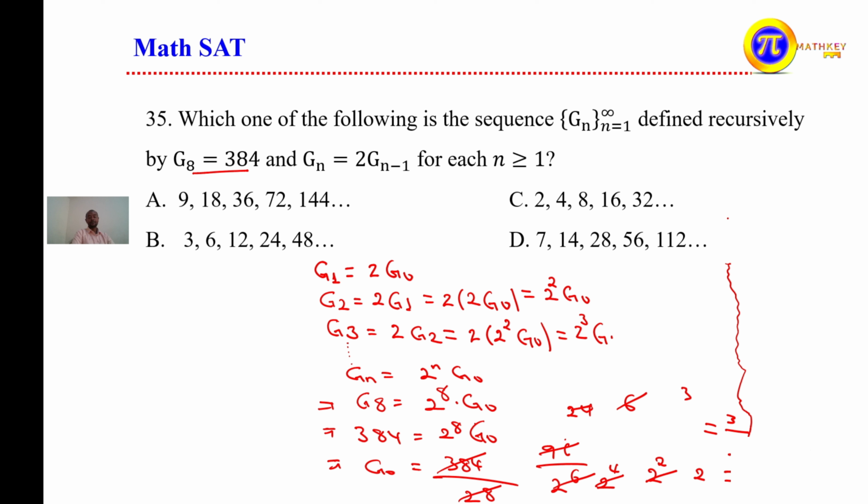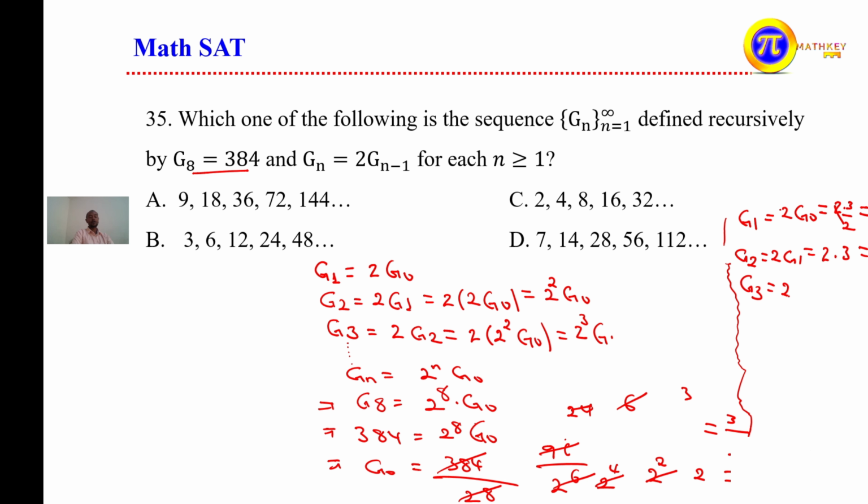If this is so, we can find the terms. What is g_1? This is equal to twice g_0, which is 2 times 3 over 2. We cancel 2 by 2, and what remains is 3. So g_1 is 3. What about g_2? g_2 is twice g_1, and since g_1 is 3, twice of it is 6.